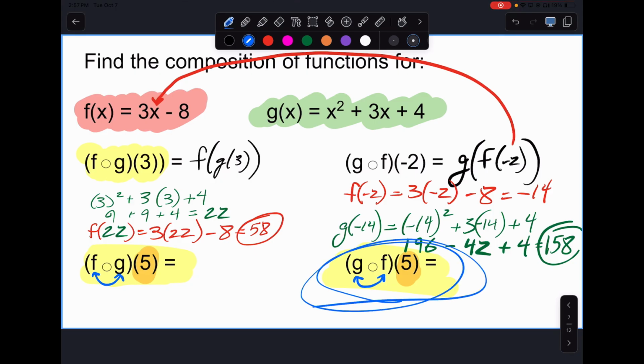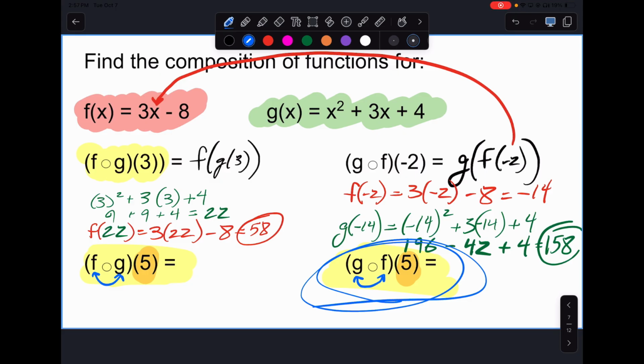If I plug 5 in for x up here, what's 3 times 5? 15 minus 8 is 7, right? Then we take 7 and plug it in over here. 7 squared is 49, plus 21, plus 4 is going to give me a 74. If I go the other way and start here, 5 squared is 25 plus 15, which is going to be 40, plus 4 is 44.